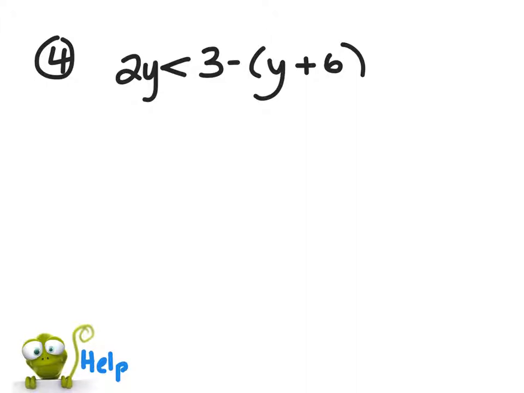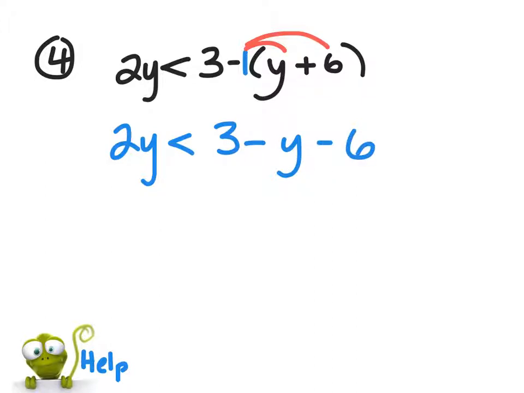Question 4, solve the inequality. First thing I would do here is remove the brackets. So this is like having a -1 in the front. So it's like -1 times y, -1 times 6. And then rearrange it so you've got y is less than.